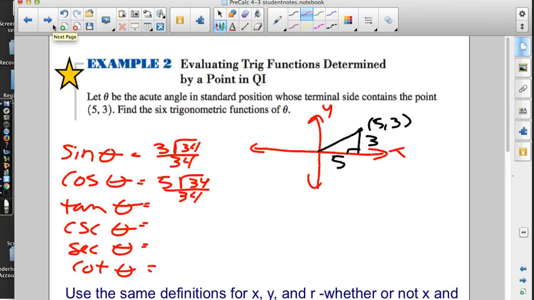How about tangent? A little bit easier for the bottom three, right? Cosecant, what was that? Square root of 34 over? How about secant? Cotangent. A really nice one, right?